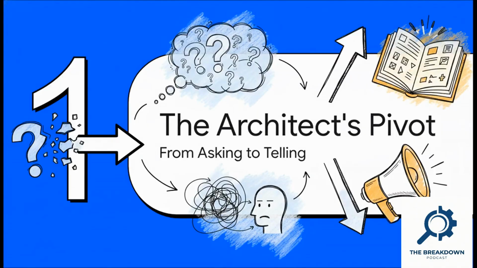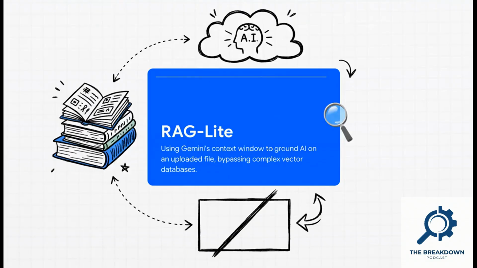So, how do we fix this? The solution is a really crucial pivot in how you think. You have to stop asking the AI what it knows and start telling it what is true. You're not a freelancer asking for help. You're the architect handing over the official plans. And this is where a technique called RAG-Lite comes into play.